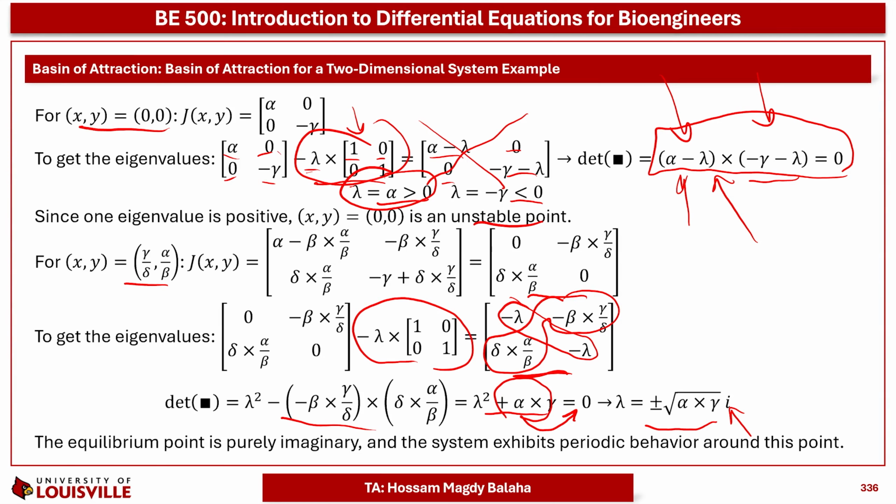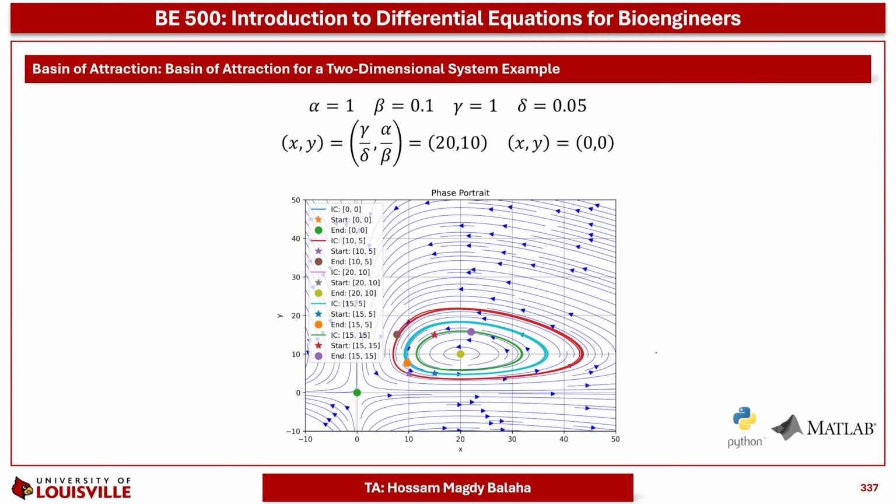So when you find something like that with an imaginary part or pure imaginary part, then the system accepts periodic behavior around this point. And periodic behavior means that the system continues to loop or there are cycles around that point. So the system has a point which is unstable and another point with cycles. And if you are going to plot it using these 2 points, you will find the following output.